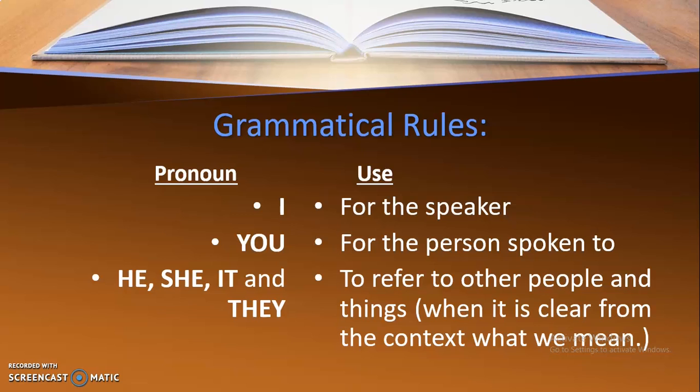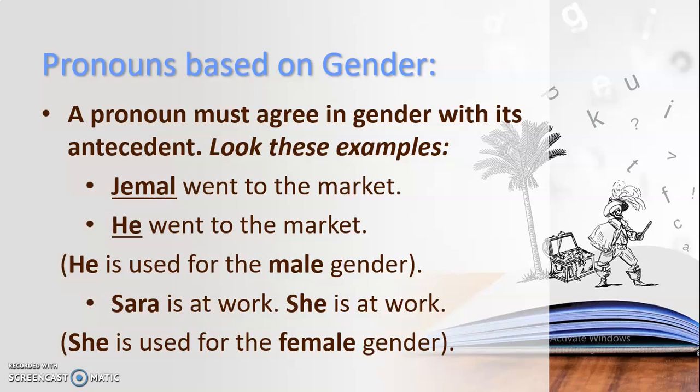And this is the grammatical rule. We have I for the speaker, you for the person spoken to, and he, she, it, and they refer to other people and things, especially when it is clear from the context we're talking or writing.